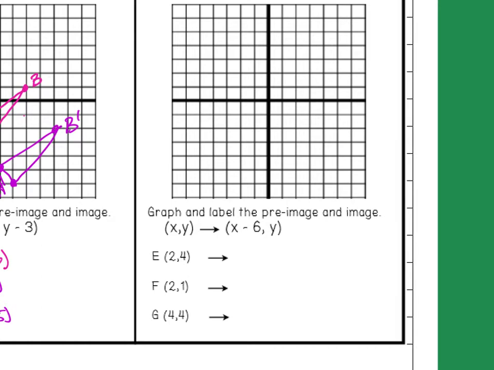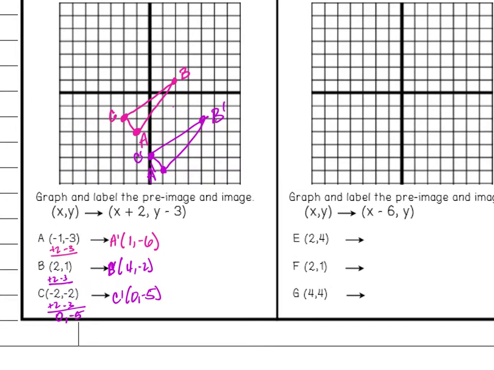Kellen, do you see how I got the answers? Did you see how I got the answers? Because your answer, I was like, so this says +2, right? And this says -3. So I'm going to add 2 to the x value and subtract 3 from the y value. Okay. Does that make sense? So I'm just going to take those values and subtract them.